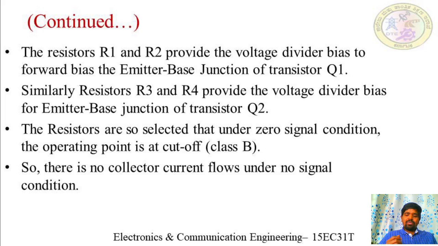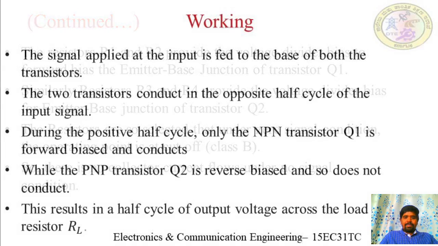And the resistors are so selected. While selecting the resistors, we should choose the values such that the operating point should be in the cutoff region, because here we are using a class B amplifier. Class B amplifiers are operated in the cutoff region. The Q point will be exactly at the cutoff region. So while selecting the resistor values, you should be very careful such that the operating point is at the cutoff region. When no collector current flows under no signal condition, that will improve the efficiency.